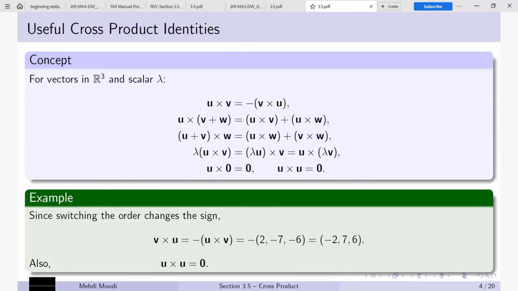The cross product is anti-commutative. Switch the order, and the sign flips. So the cross product is a little moody. Change the order of the guests, and the whole party goes backward.